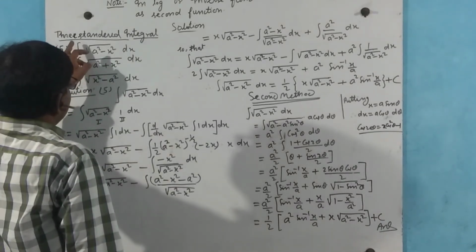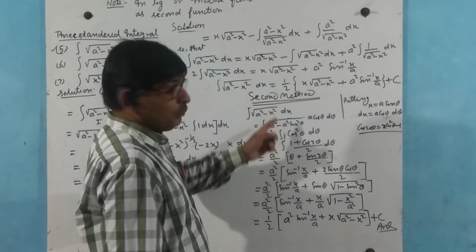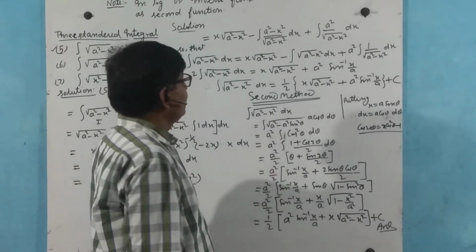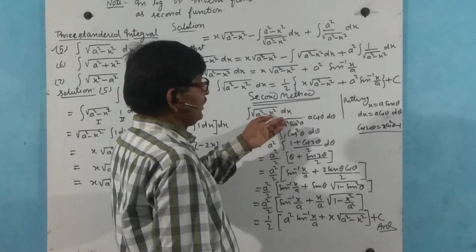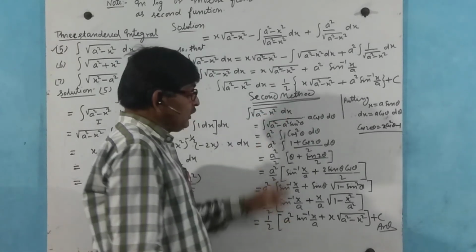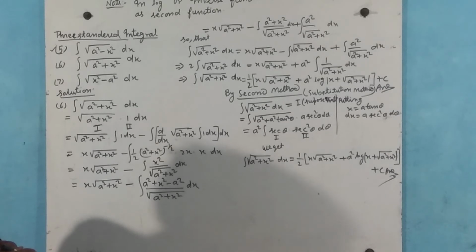Also we can integrate this with the help of the substitution method. Here in this case, if we put x equal to a cos theta, then also we integrate this. Now take another example.